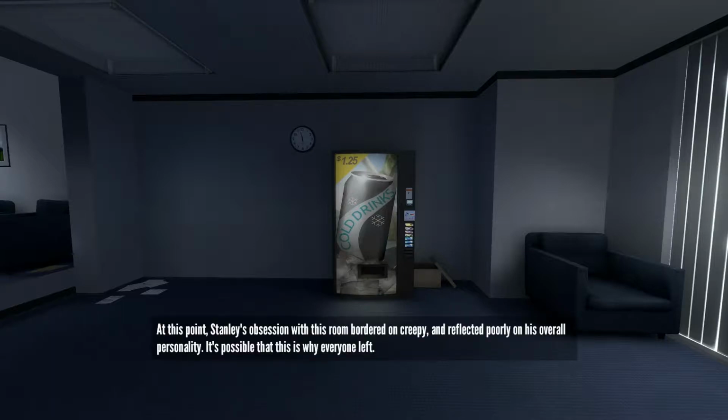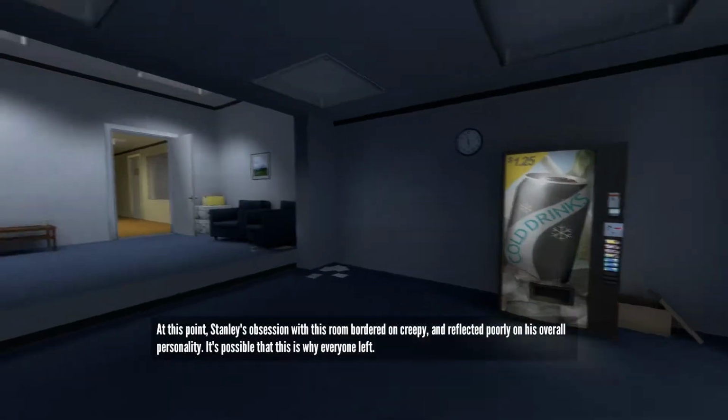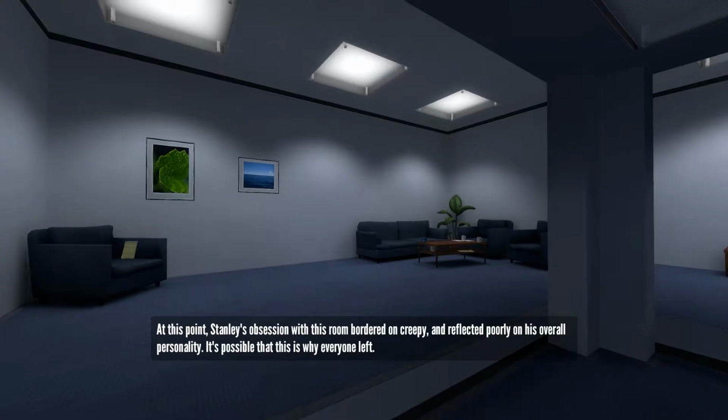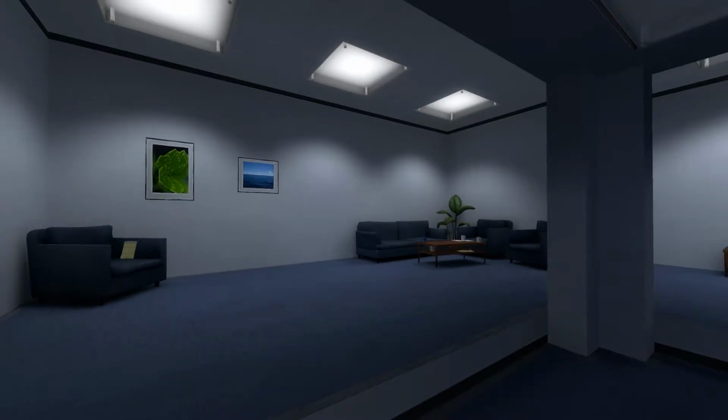At this point, Stanley's obsession with this room bordered on creepy and reflected poorly on his overall personality. It's possible that this is why everyone left. Everyone left. Every single person left because of me. Okay.